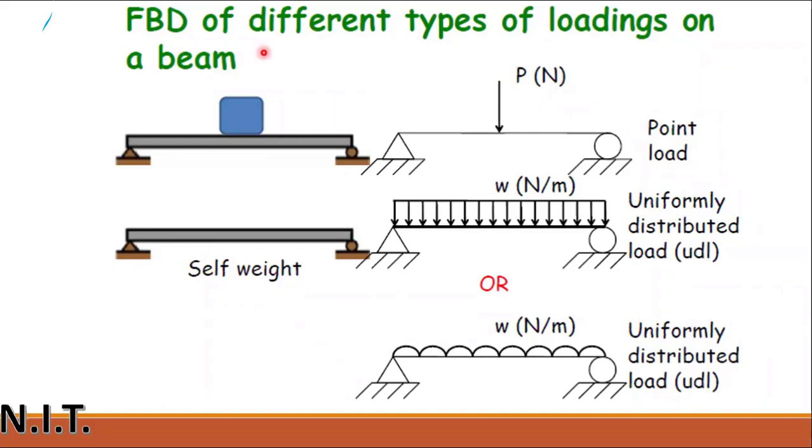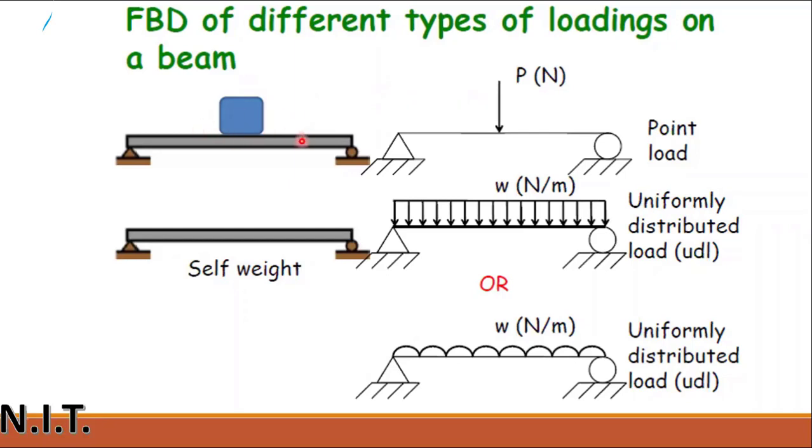So, free body diagram of different types of loadings on a beam. This is to be considered as point load. You can see this is a simply supported beam. One side is a roller support and one side is a hinge support. A kind of a body is applied on the center of the beam. This is to be considered as point load.